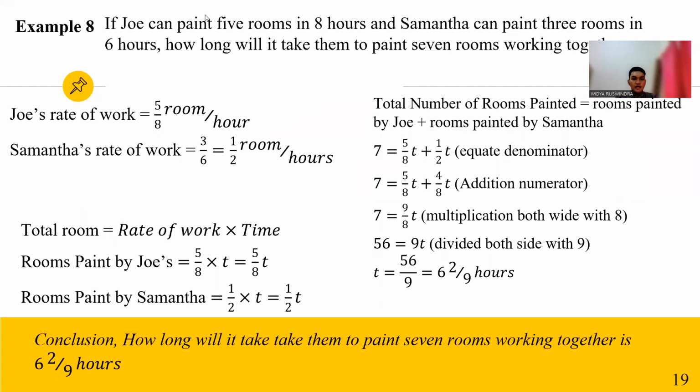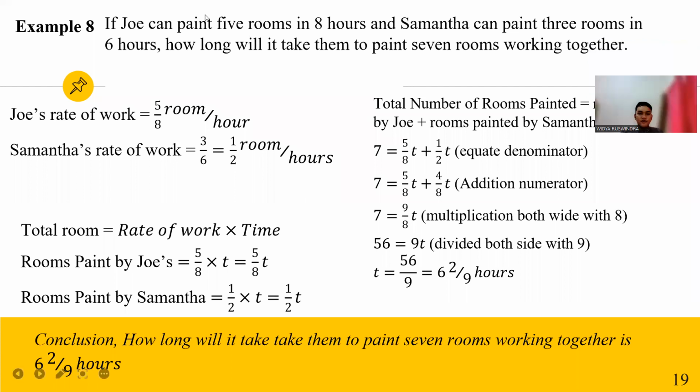Example 9 is, if Joy can paint 5 rooms in 8 hours and Samantha can paint 3 rooms in 6 hours, how long will it take them to paint 7 rooms working together? Okay, information from the question, we get Joy's rate of work is 5 per 8 room per hour, and Samantha's rate of work is 3 per 6, equal to 1 per 2 rooms per hour.